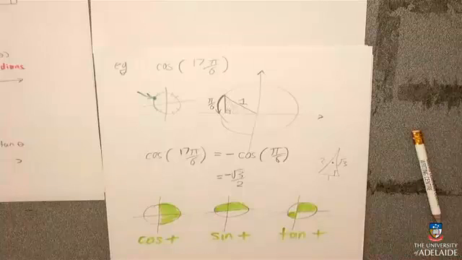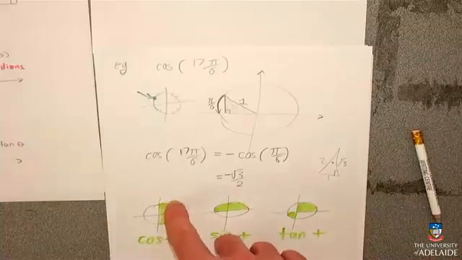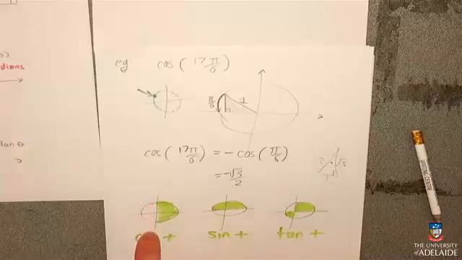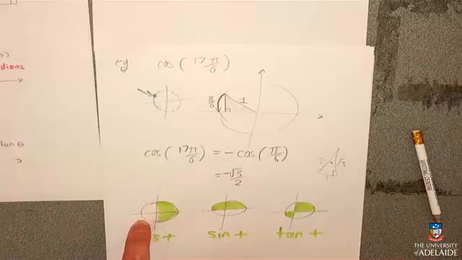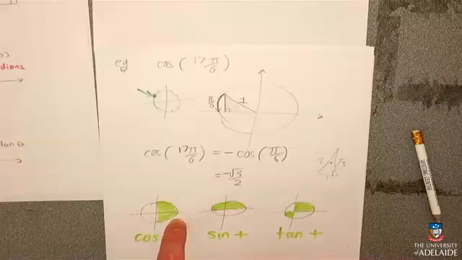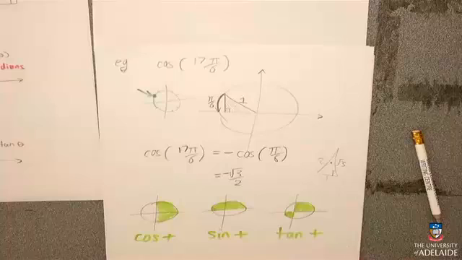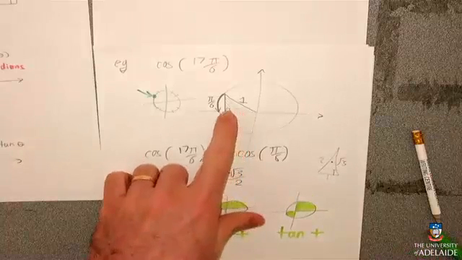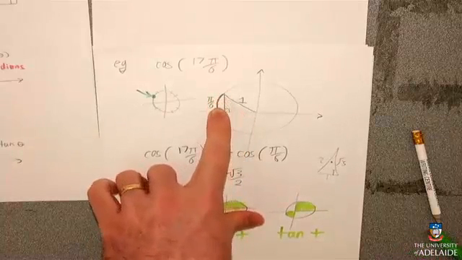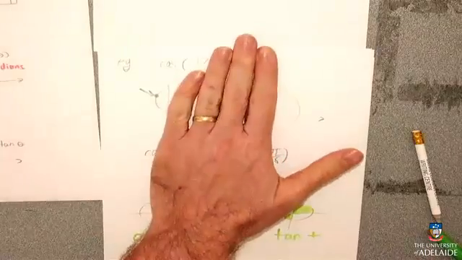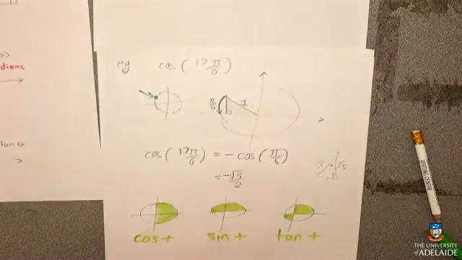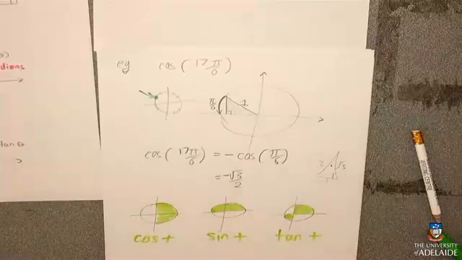Some people remember that with a little acronym that says they're all positive here, sine is positive here, only tan is positive here and only cos is positive here. I find that really difficult to process. I prefer to have this picture that just tells me where they're positive. So when I was looking at this one above, I went, okay, cos is going to be the same as what it is for the angle that gets to the x-axis, and because it's on this side, it must be negative.